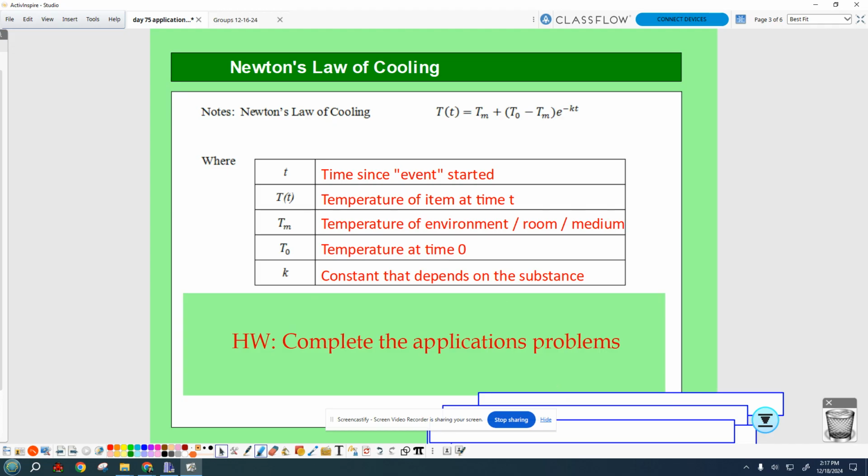You guys watch those shows? The coroner comes in and takes the liver temperature, and they gather clues, and an hour later they take the temperature again. From that, they can calculate what that K is for that specific dead body. I'm not kidding, it's real. This is how the science works: Newton's law of cooling.